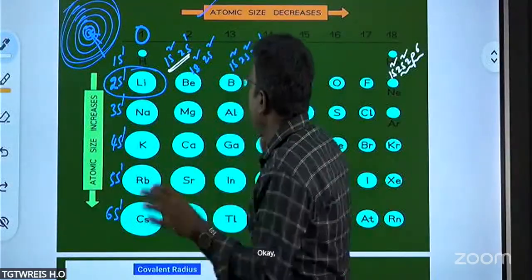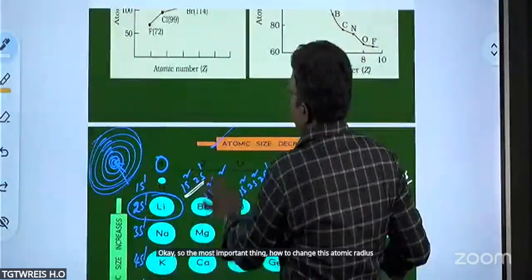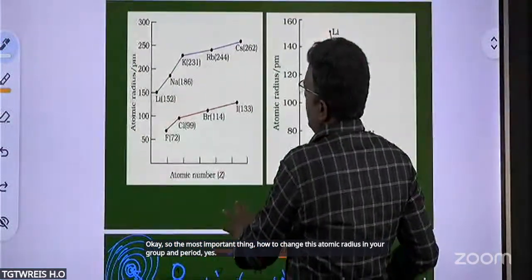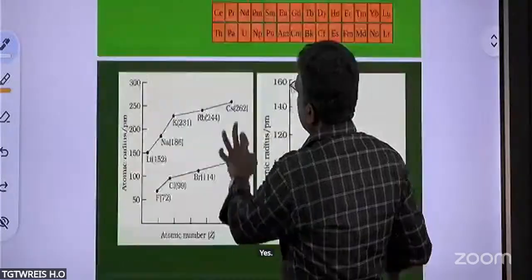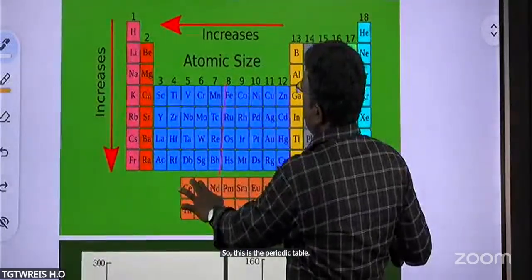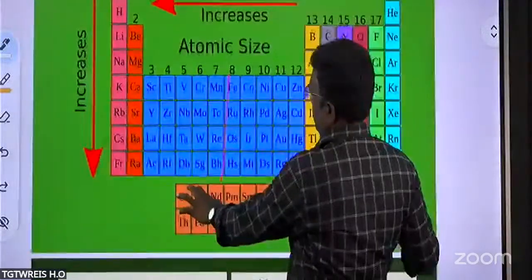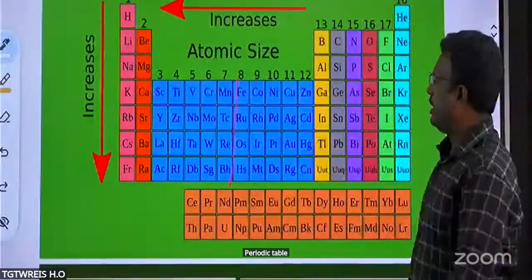Okay, so the most important thing: how the atomic radius changes in a group and period. Yes. So this is the periodic table. Periodic table, right? Very important.